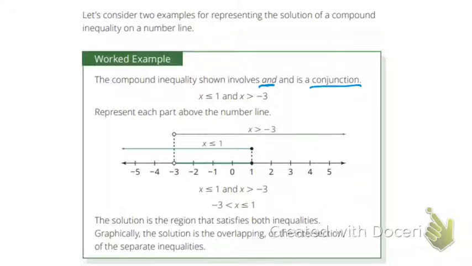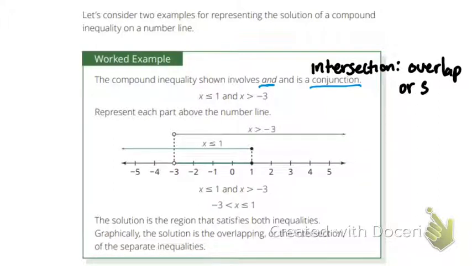So remember, we have the word and. It's a conjunction. So what is conjunction again? What do we need to look for? We're looking for the intersection. So I'm going to go ahead and write that word here. We're looking for the intersection. And what does the intersection do? The intersection is where they overlap, right? Overlap or share.